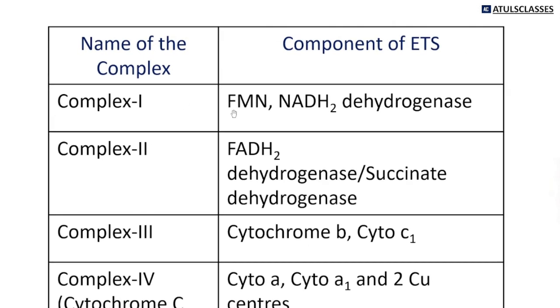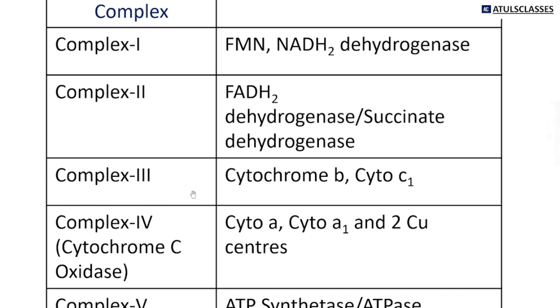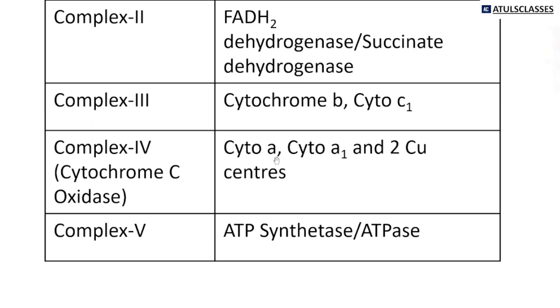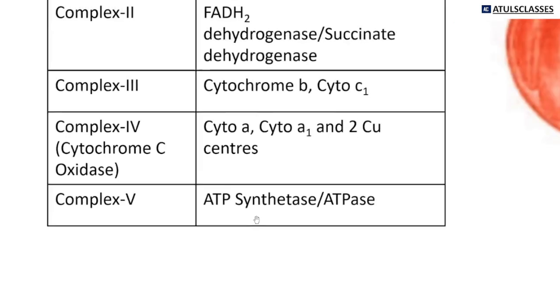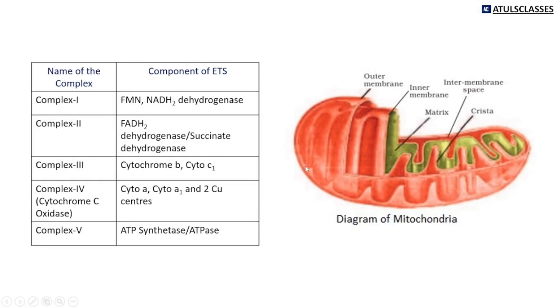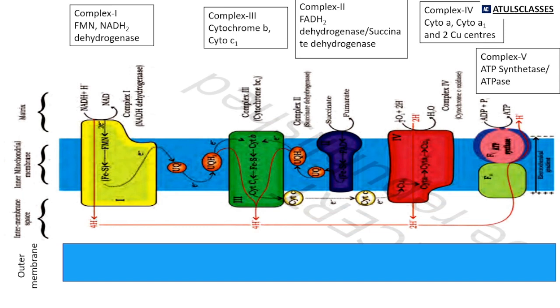Complex 1, FMN, NADH2 dehydrogenase. Complex 2, FADH2 dehydrogenase and succinate dehydrogenase. Complex 3 is cytochrome B, cytochrome C1. Complex 4, cytochrome A, A1 and 2 copper centers, and complex 5 is ATP synthetase or ATPase enzyme. So there are 5 complexes all located on the inner membrane. Okay, now let us see the position of the complexes.